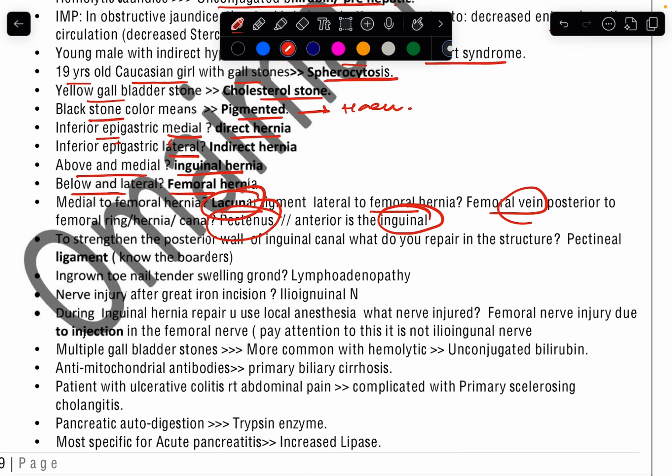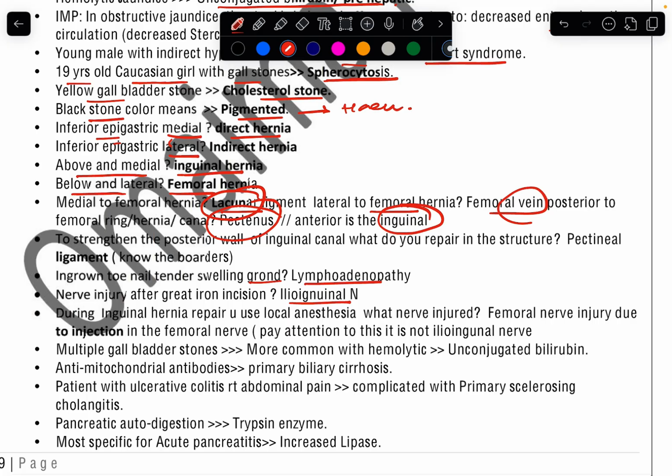Ingrowing toenails are called swelling on the groin. Neuropathy, nerve injury after gridiron incision: ilioinguinal nerve. During inguinal hernia surgery under local anesthesia, femoral nerve injury may occur, pay attention, not ilioinguinal nerve. Femoral nerve injury can occur.